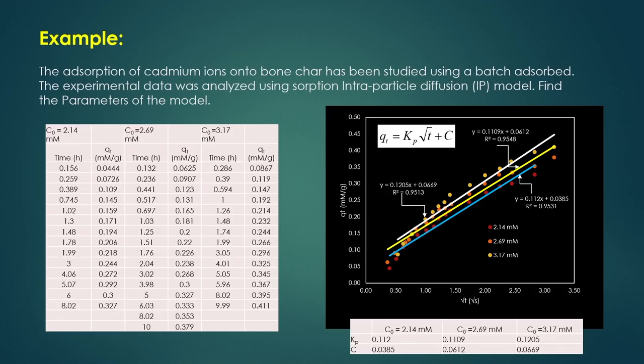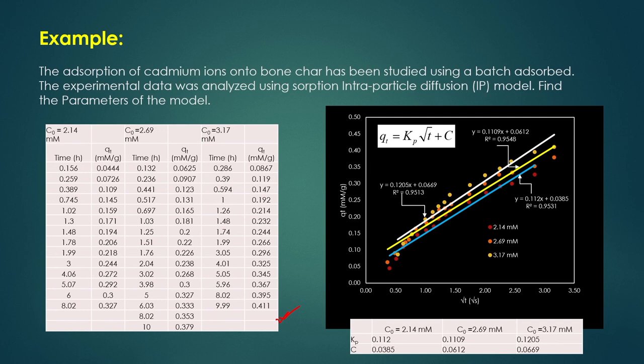Let us do an example here also to find out the rate constant and C value. Again the same problem: the adsorption of cadmium ions onto bone char has been studied using a batch adsorption process, and the experimental data is given as earlier in the tables.